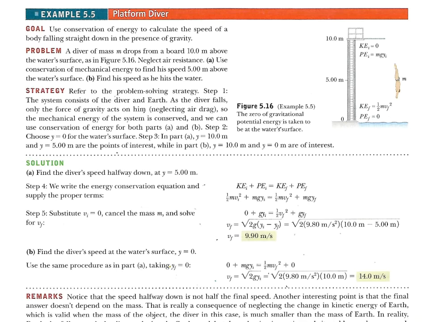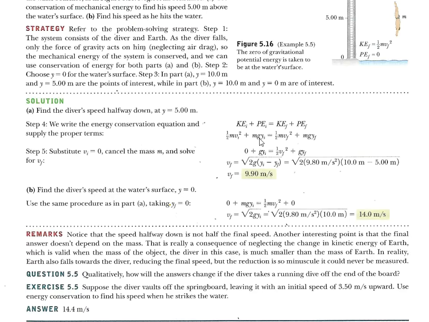Example 5.5, the platform diver. We want to use conservation of energy to calculate the speed of a body falling straight down in the presence of gravity. They're using conservation of energy in the form kinetic energy initial plus potential energy initial equals kinetic energy plus potential energy final. You can use that if you want.